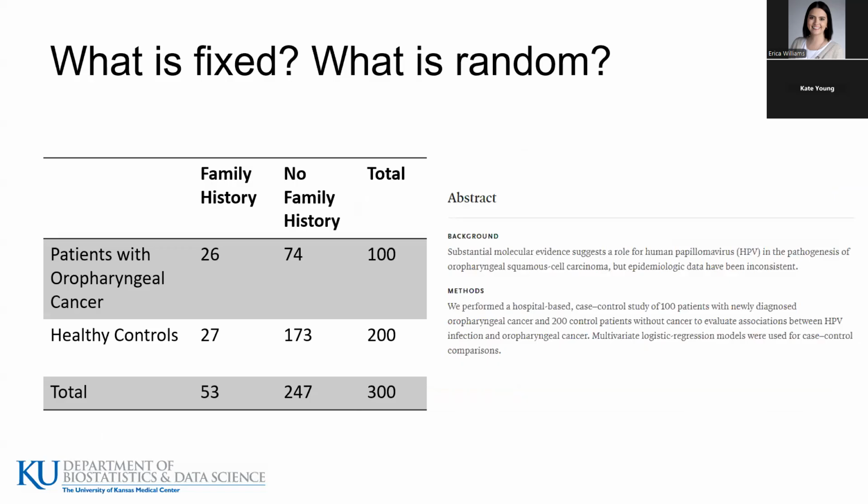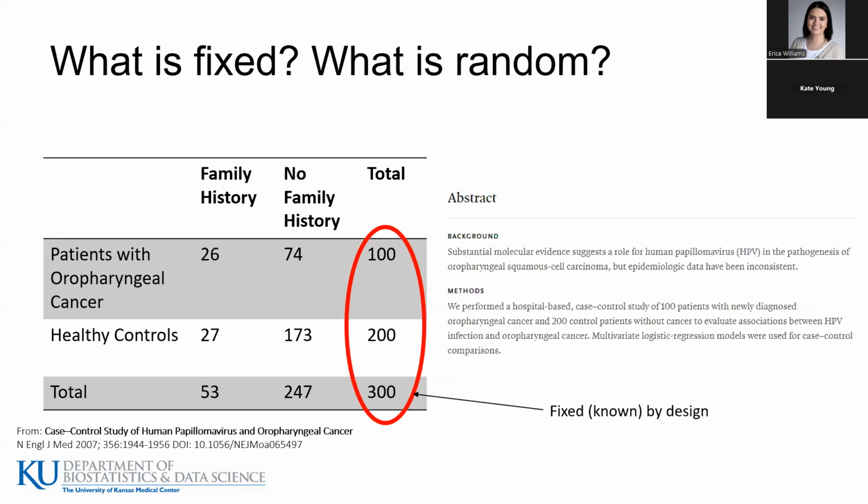So I'm going to show an example of a case control study. In this study, we're looking at patients with cancer versus healthy controls. And then we're looking at whether they have a family history of cancer or not. So again, by the design of the study, this is known. We know that we're going to select a certain number of patients with cancer, and then a number of healthy controls.